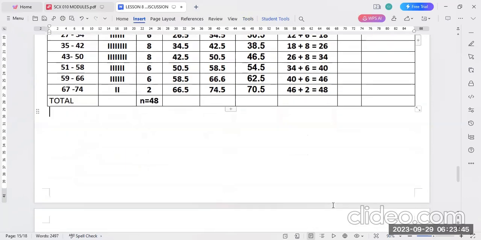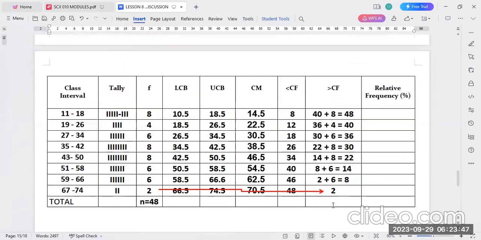Now, on the next column, we have the greater than cumulative frequency. So, if sa less than, nag-start tayo sa lowest interval, sa greater than, mag-start tayo sa highest interval, which is 67 to 74. And ang frequency po niya is 2. So, the same process with the less than. Just copy the first number or the first frequency, which is 2. And then, add it successively.